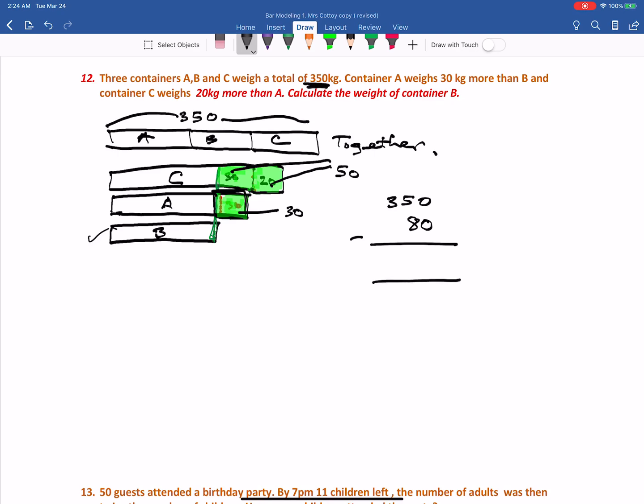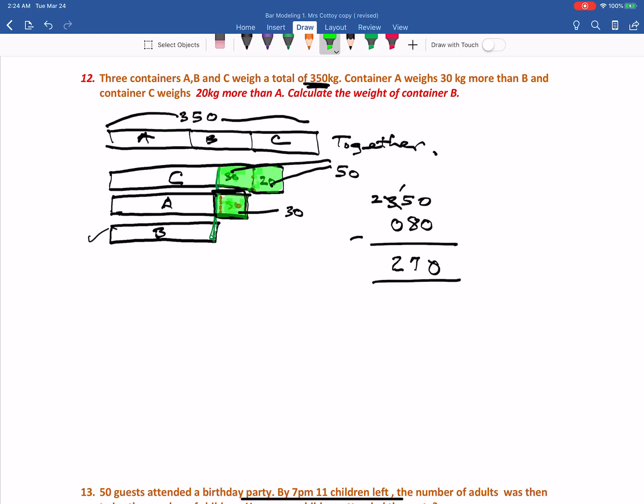0 take away 0, 0. 5 take away 8 cannot, so we regroup. 15 take away 8, 7. 2 take away nothing. Remember, you can always fill in the space with a 0. I tend not to put it quite often, as you'll realize. 2 take away 0, 2. So that's 270 after you have broken off the extras. And by now you should be quite familiar.